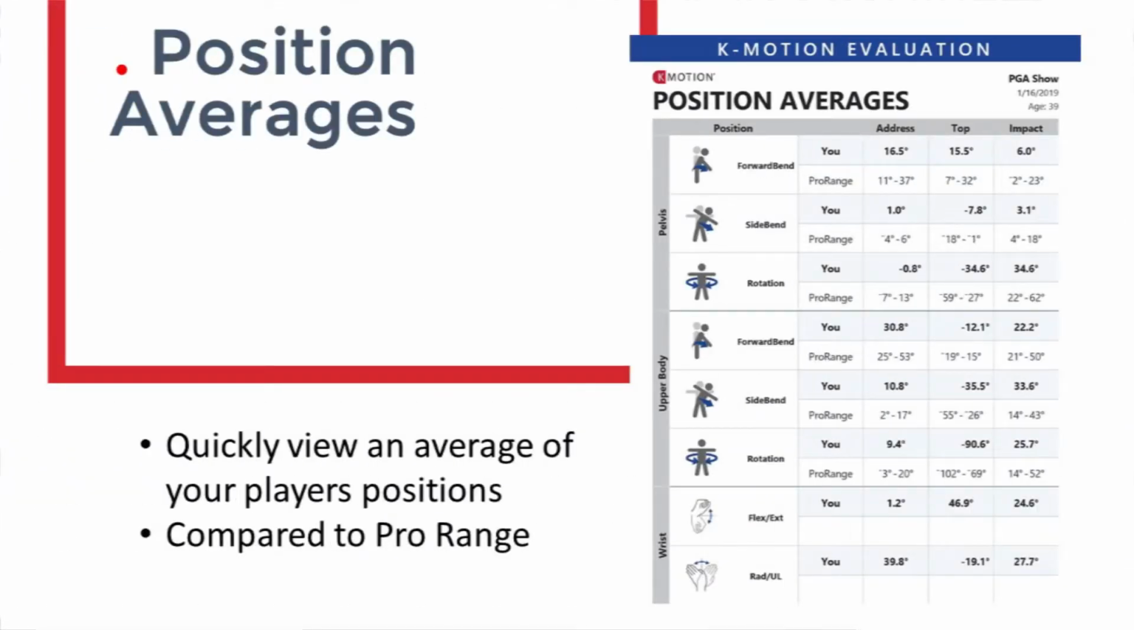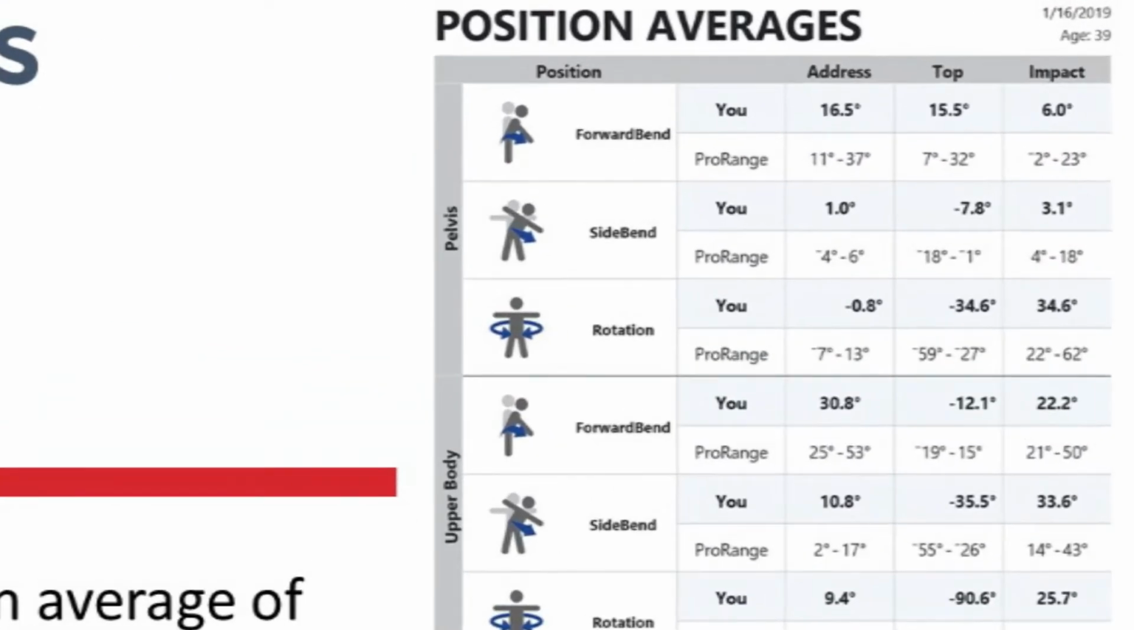Position averages. We have the averages at the top in the darker shaded boxes. That's going to be the average for those 5 swings of the club that they had in their hand, whether it be the 6-iron or the driver. And then it will compare them to the pro range below that.